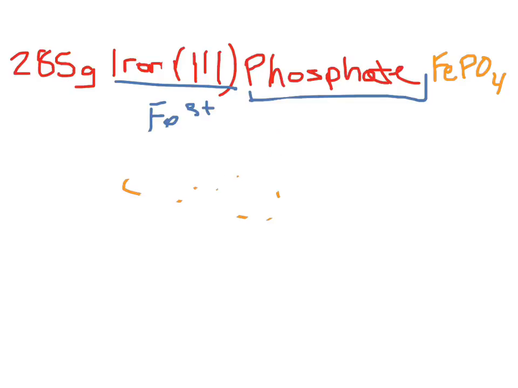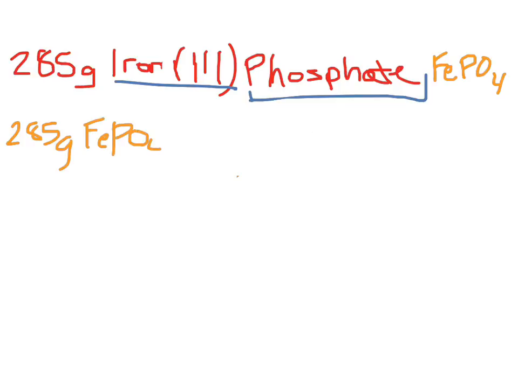Okay, so now we're going to start. We're going to obviously start with what is given. So what's given? We got to ask ourselves. Okay, we got 285 grams of iron 3 phosphate, correct? Over 1, right? So now we've got to cancel out the grams. How do we cancel out the grams? Use molar mass. That's the only other logical thing.